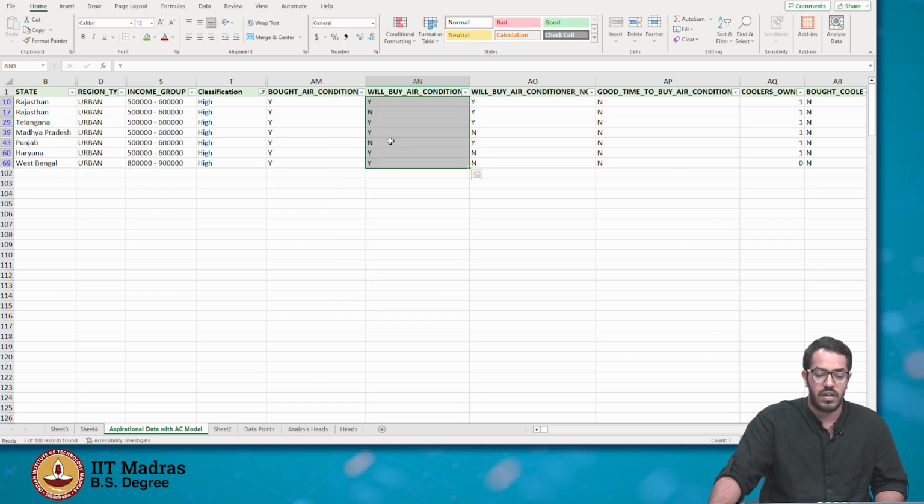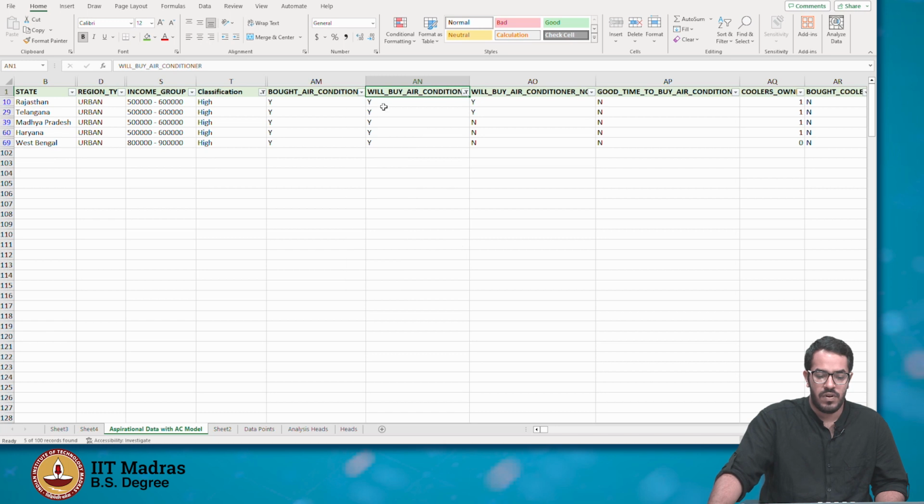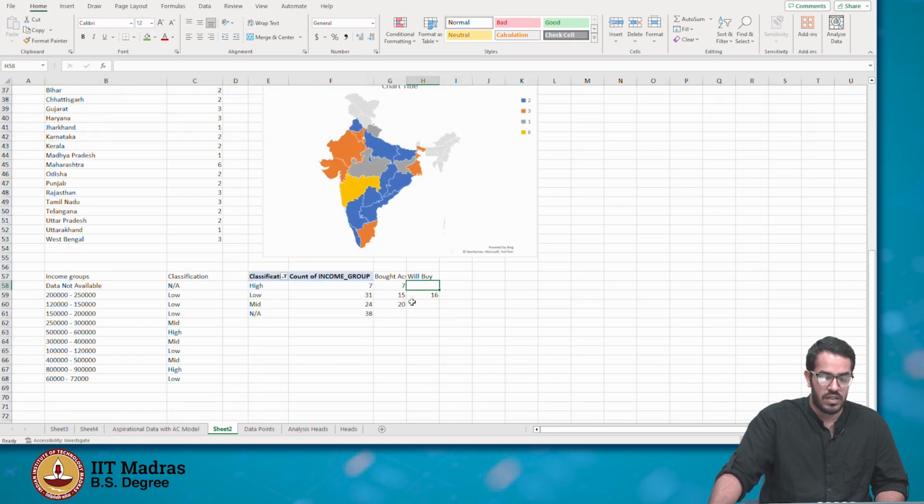There are two people who are saying that they won't buy an air conditioner, but if we see here, they already have an air conditioner, so I don't think they require an air conditioner. So out of this, I'll remove the no, and we have 1, 2, 3, 4, 5 people saying that they want to buy another air conditioner. Will buy 5, remaining 2.